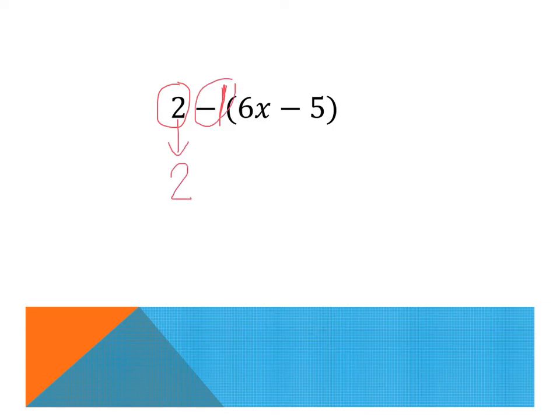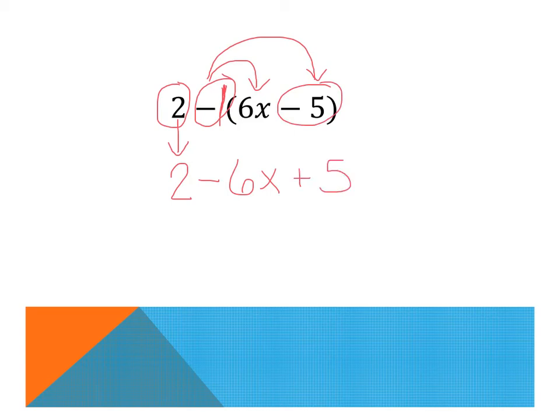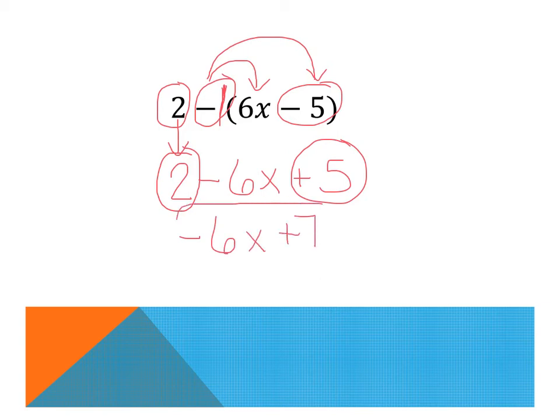Now we take negative 1 and we multiply it times 6x, which is going to give us a negative 6x. And then we say negative 1 times negative 5 is going to give us a positive 5. Now we look to see if we have any like terms, and in this case we have 2 constants, so those are like terms. So we end up with a negative 6x plus 7. I hope you're writing this down on the paper somewhere in your composition book.